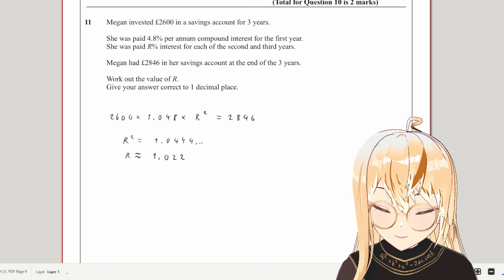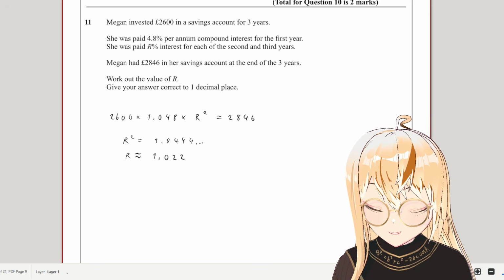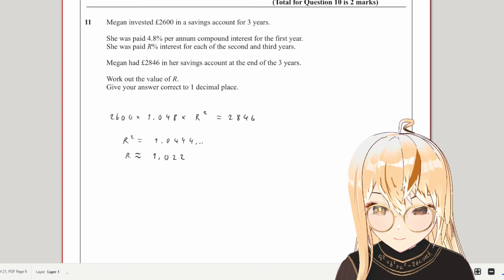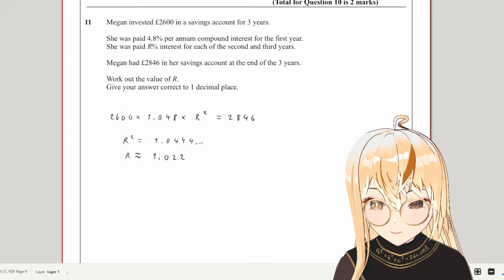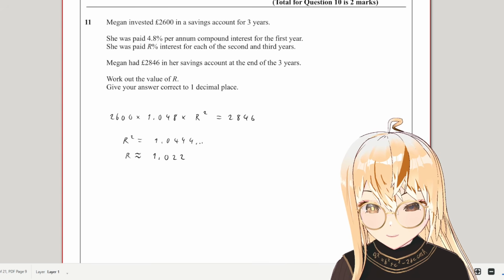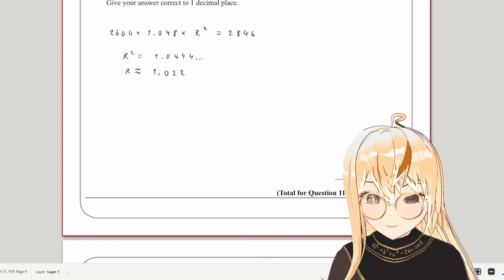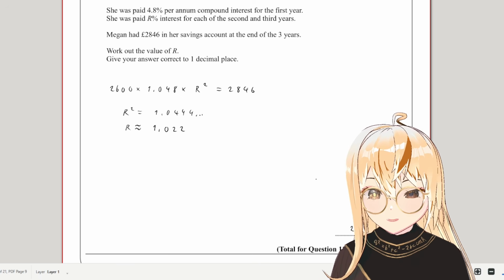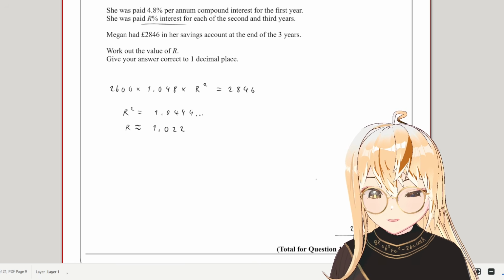1.022. Actually, I shouldn't have used a capital R because this doesn't represent the answer, but the r that we actually want is as a percentage, so this would be 2.2%, because the r that I wrote is the multiplier, but the answer wants the interest percentage.